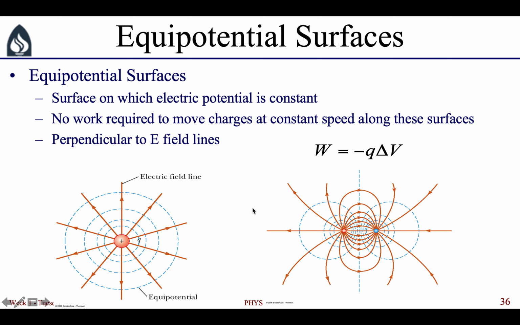No work is required to move charges at constant speed along these surfaces. And you'll notice too that these surfaces, these lines of constant electric potential, are perpendicular to the electric field lines. So if you want to figure out where they should go, then you know that anytime you cross an electric field line, it is perpendicular. And the same over here. Every time you cross an electric field line, the line of constant voltage or constant electric potential is perpendicular.